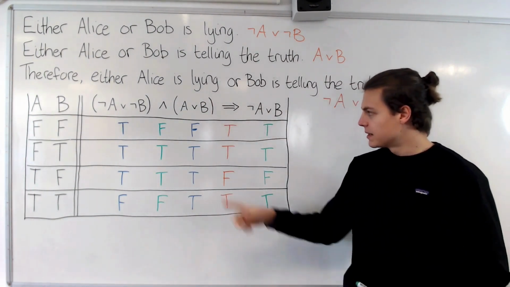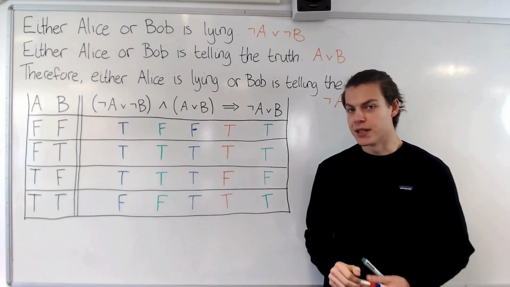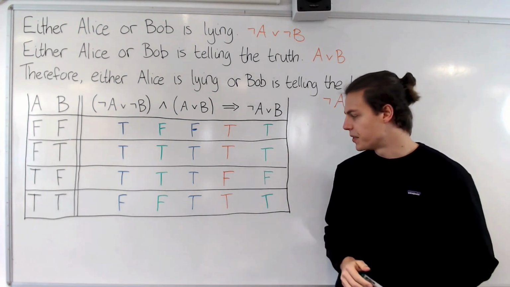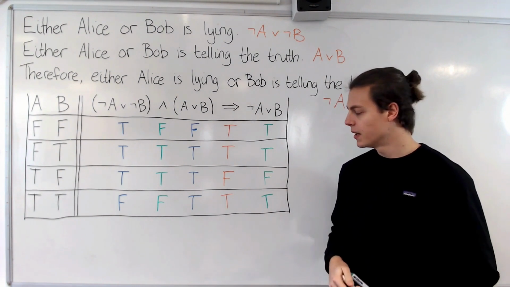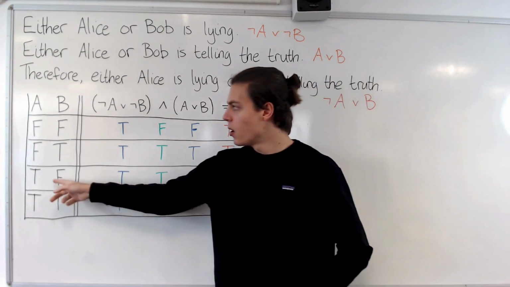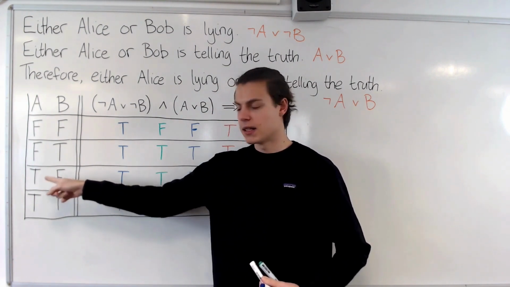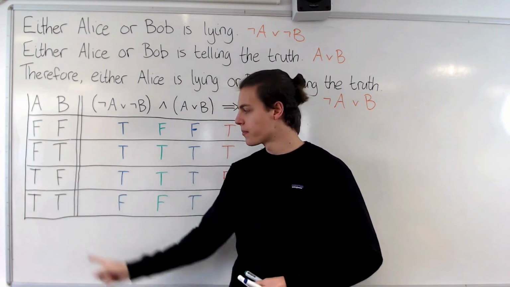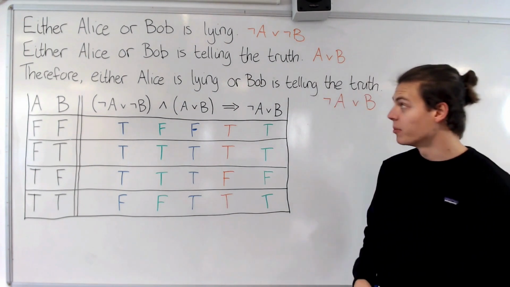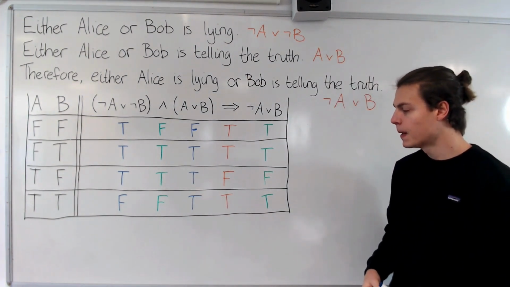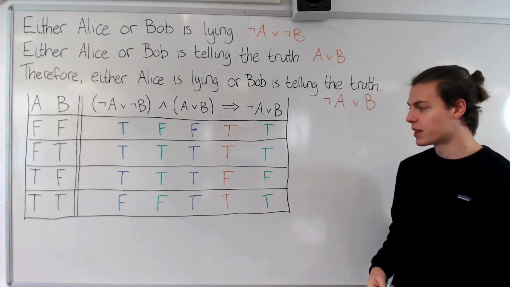Now we can see that this is not a tautology, right? It is not true in every case. In particular, it is not true when A is true and B is false. That is, Alice is telling the truth and Bob is lying. And so this is not logically valid.